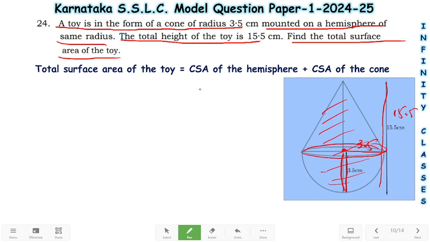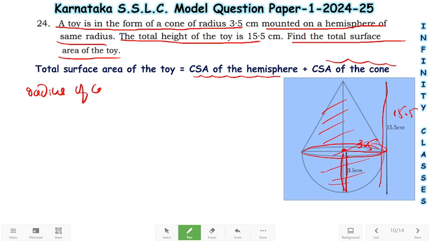The total surface area of the toy is the curved surface area of the hemisphere plus the curved surface area of the cone. We have to find this using the formulas. So first we have to write the given things, that is, the radius of the cone.